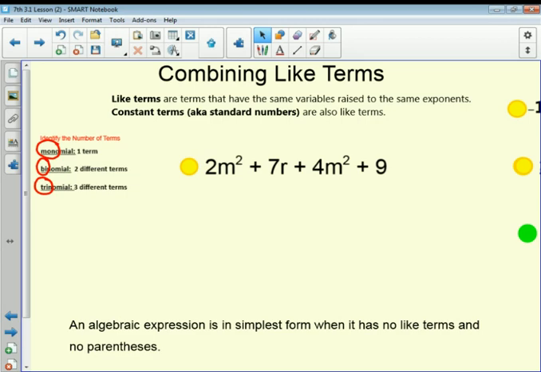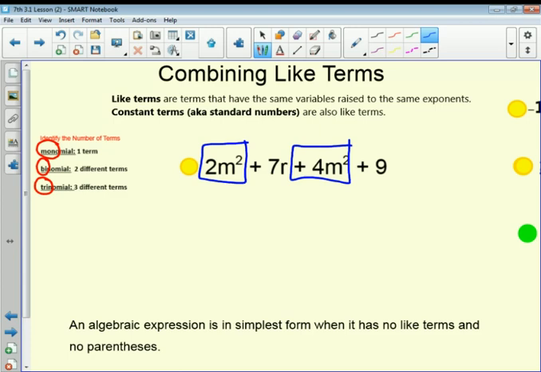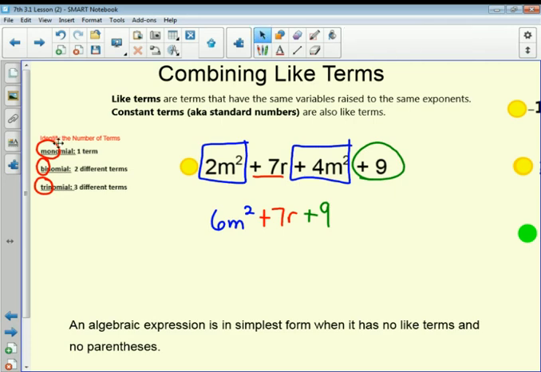So we have m squareds and we have r's, and then it looks like we have just a standard number. So here's m squared and another m squared. So 2 plus 4 gives me 6m squared. Then I have just one positive 7r, and I have a positive 9, so plus 9. So you'll notice I used three different colors there to identify the different terms. Also, three different symbolizings up above here. So 1, 2, 3 would be trinomial.